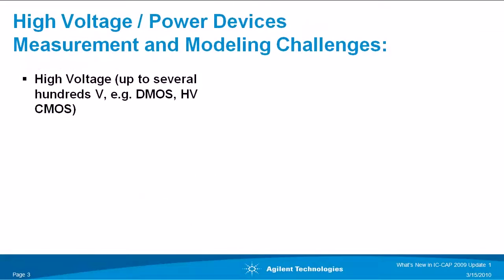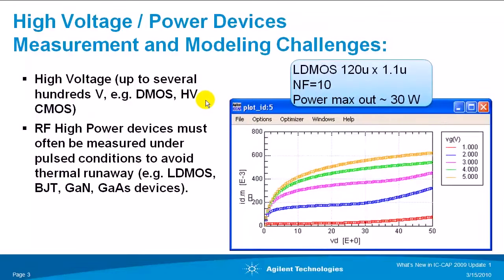High voltage devices often need to be characterized up to several hundreds of volts, sometimes even thousands, like in the case of DMOS devices used for hybrid cars electronics in the automotive industry. RF power devices such as LDMOS can withstand several tens of watts and must be measured under pulse conditions to avoid thermal runaway and device self-destruction.